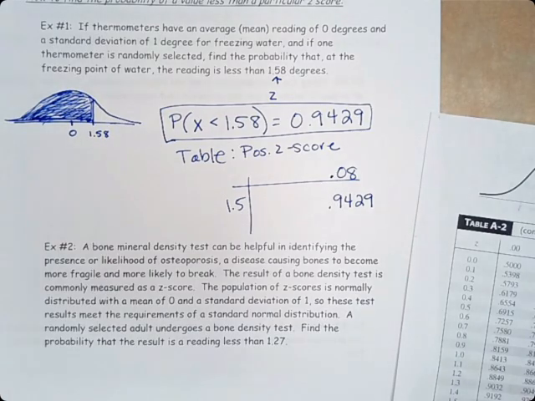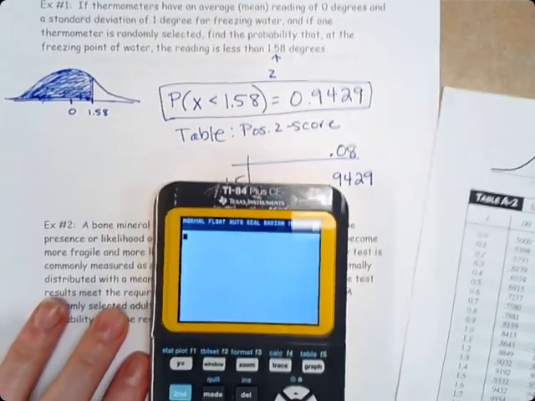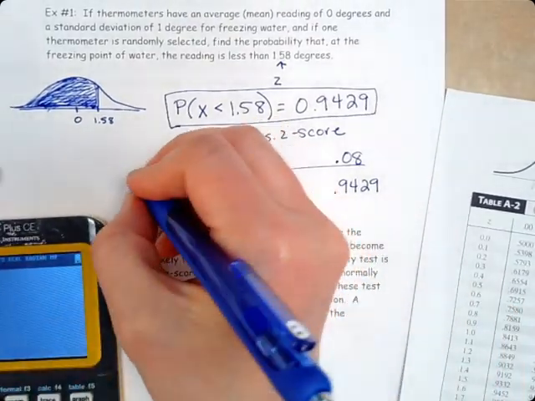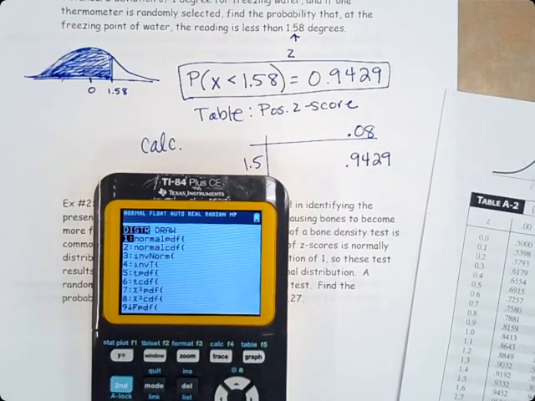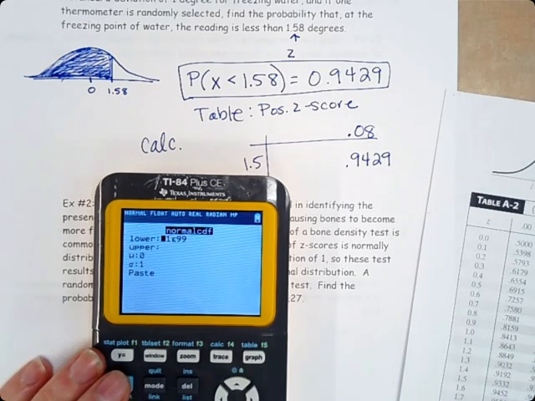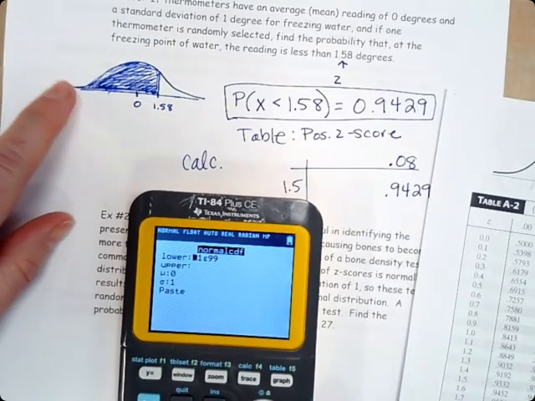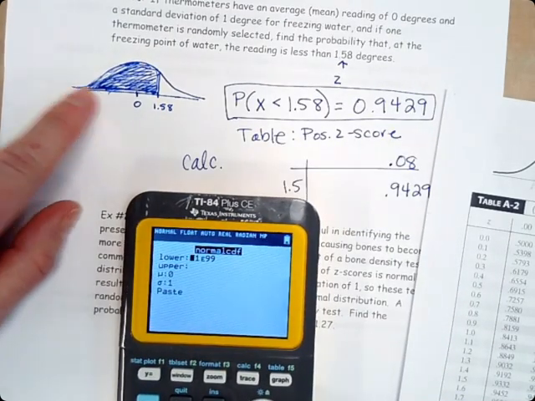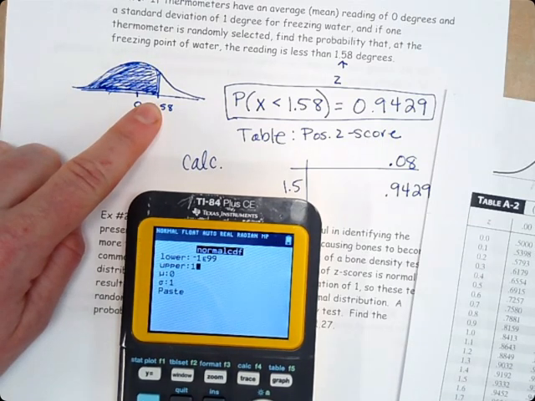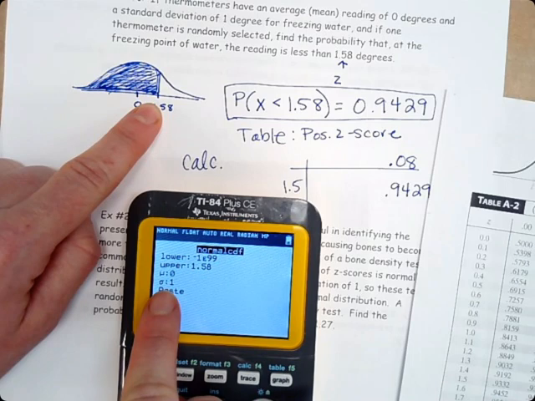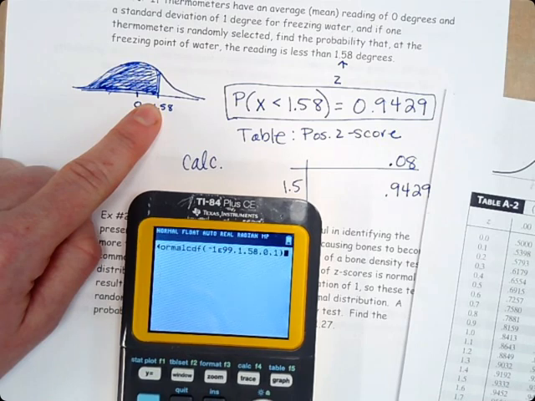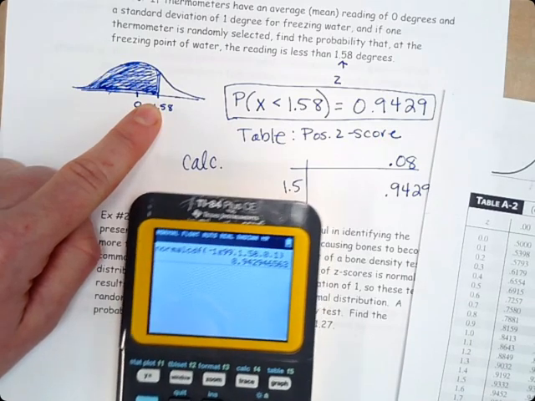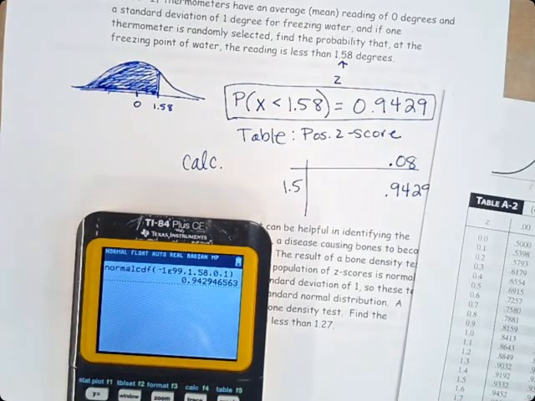We can also use a calculator. So let's look at the calculator. Go to second, VARS, and go down to normal CDF. It says the lower, so that means the smallest number, which is true. It's going to go this way for a long time. Our upper would be the 1.58. And this one already is a standard normal, so 0, 1 is perfect. See how it puts it in there for us? See how it comes up with the exact answer? Pretty cool.